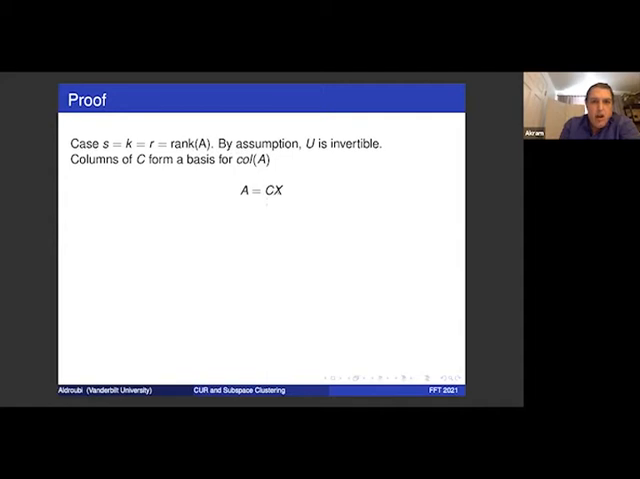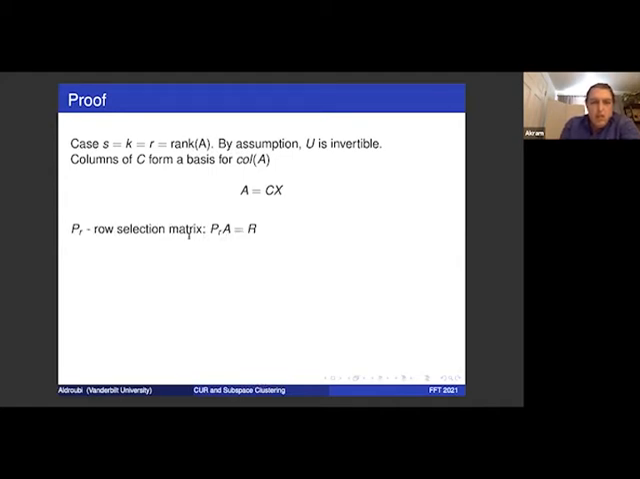So I can write the matrix A as C times a coefficient matrix X. This is just writing A in terms of the basis C, right? So the columns of A are the basis in the columns of C times the coefficients in that basis. So that's it, that's all.